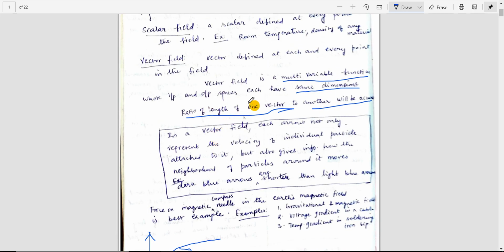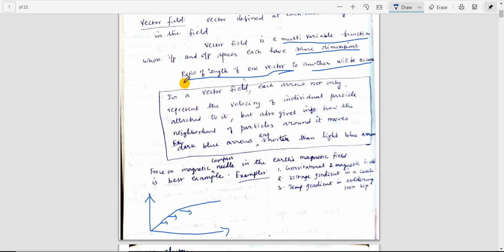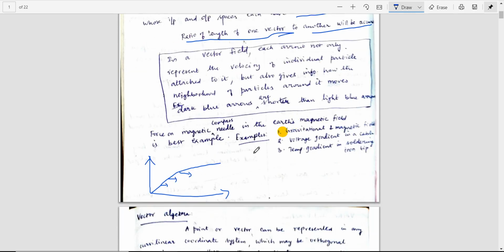In this vector field, if you are having vectors to be defined, they should be defined in a manner that the ratio of the length of one vector to another vector should be accurate. They had not said the length of the vector should be accurate. They had said the ratio of the length of the vectors should be accurate. If you are defining the same vector at the second point, the ratio should be accurate.